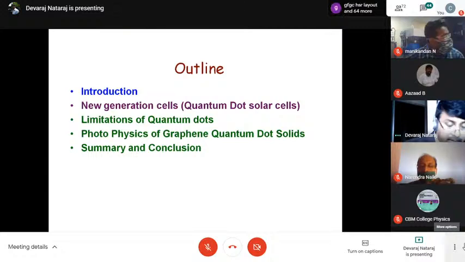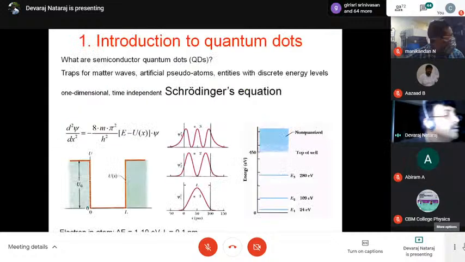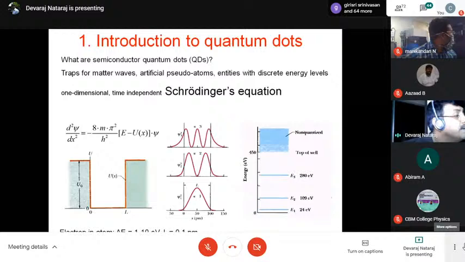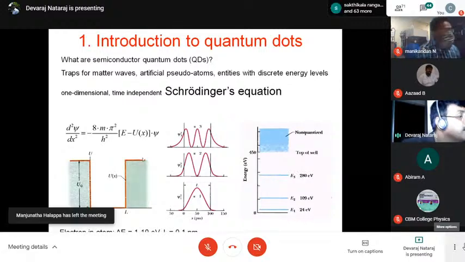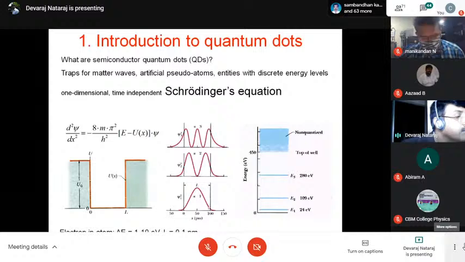Okay, so you all know, and you can see very clearly, the Schrodinger wave equation and a potential energy diagram, and you can see the probability of finding the particles is distributed like this. You can see this confinement is not so perfect, so we still have a probability to see the electron wave function outside the box.